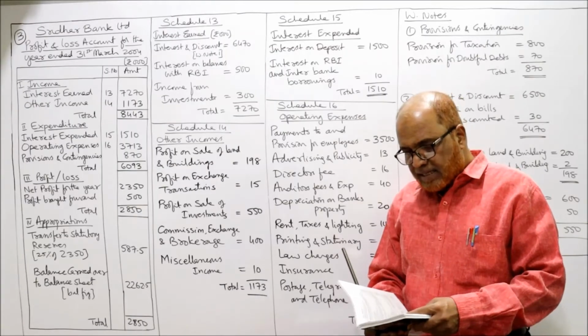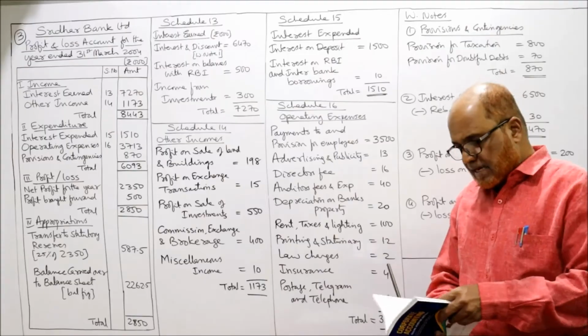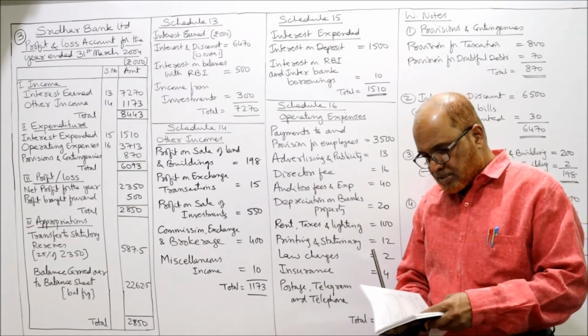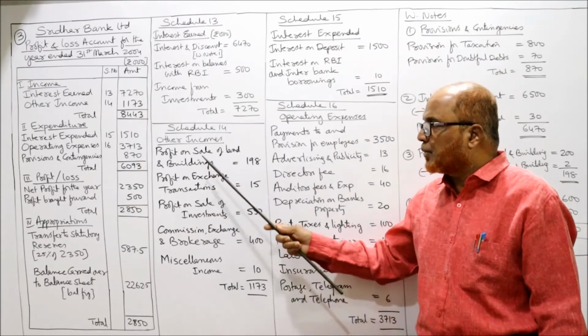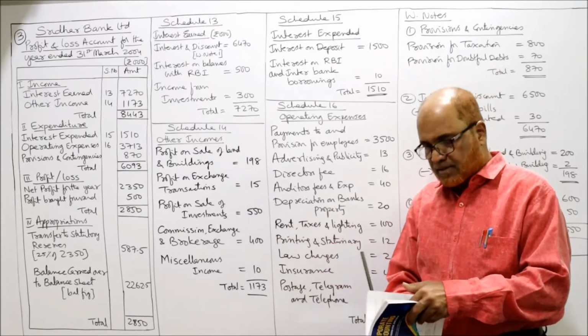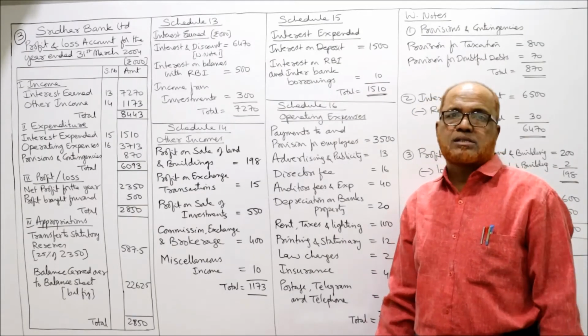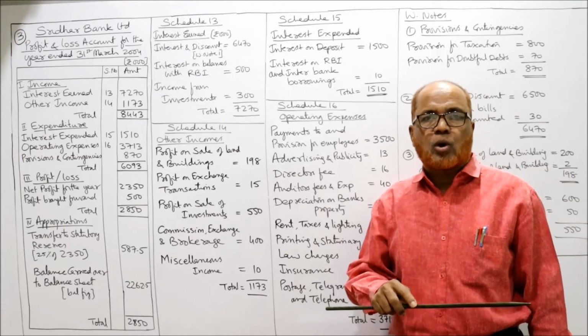Then rent, taxes and lighting, operating expenses. Then printing and stationery, operating expenses. Then profit on sale of land, building, other assets, already we have taken. Then interest on RBI and interbank borrowings.